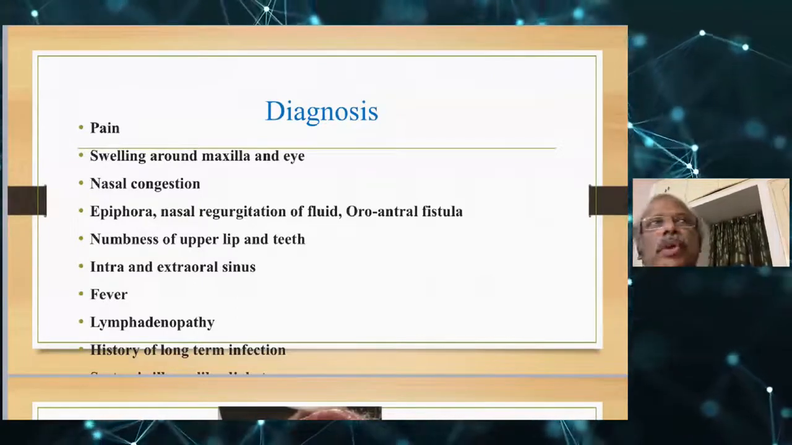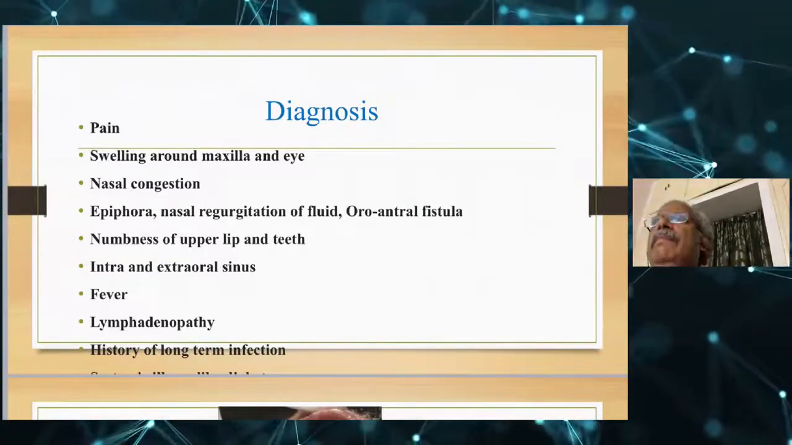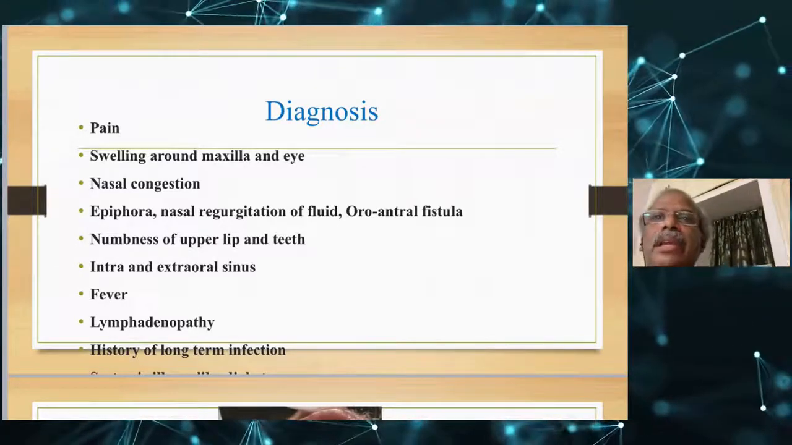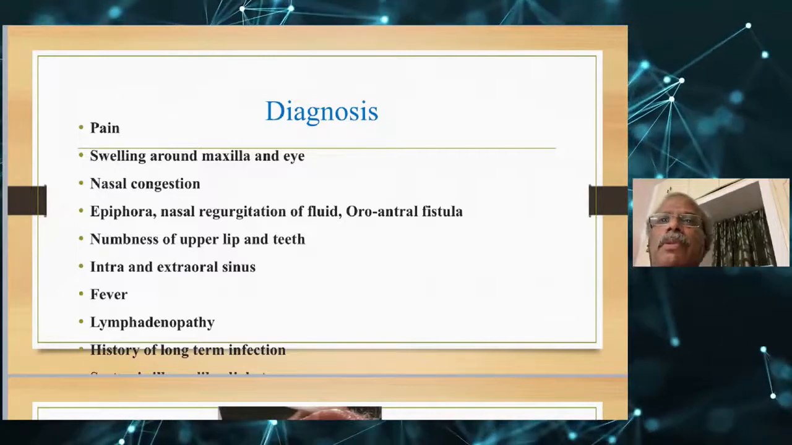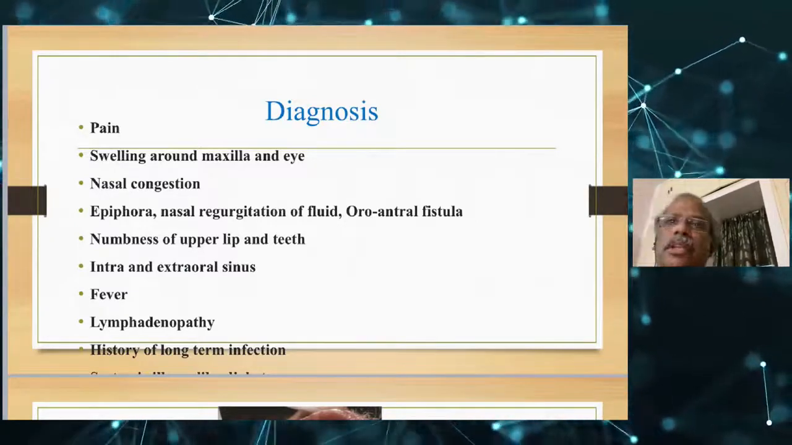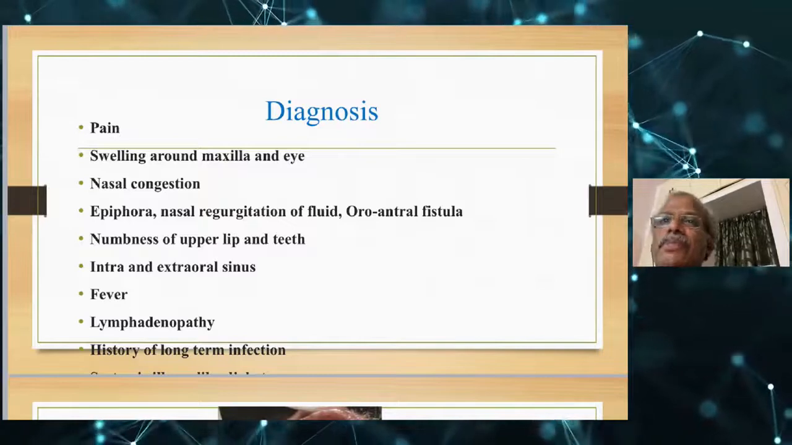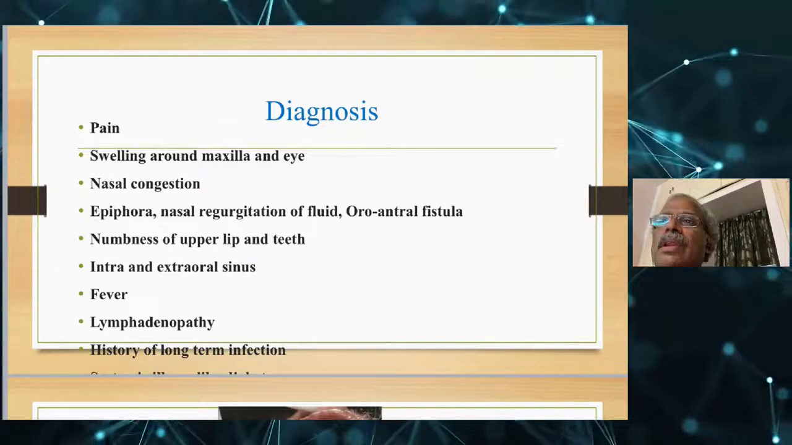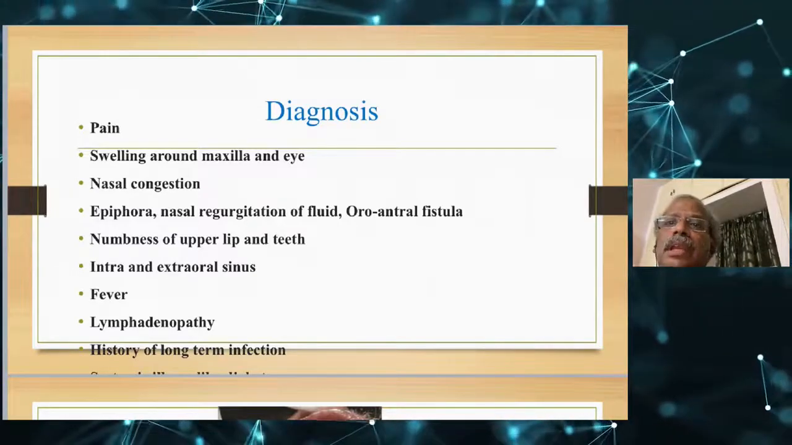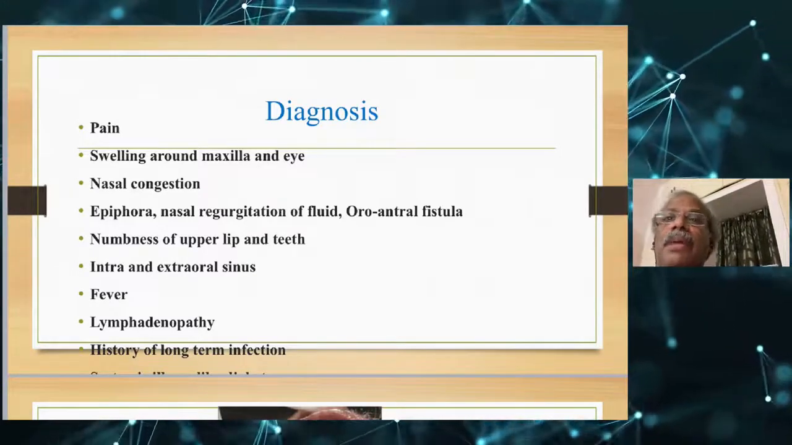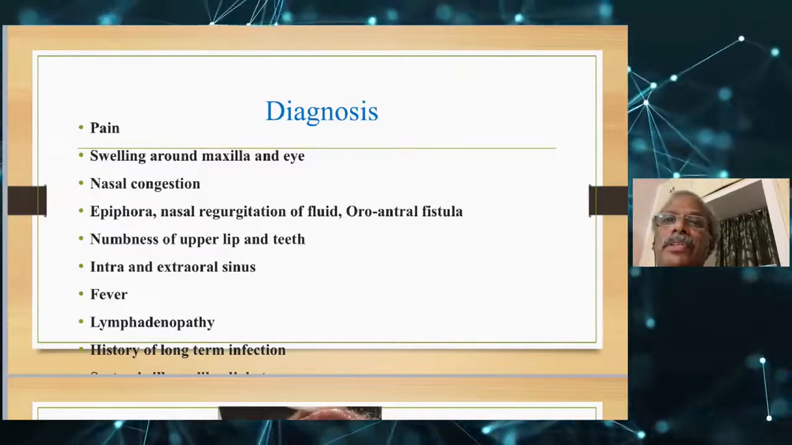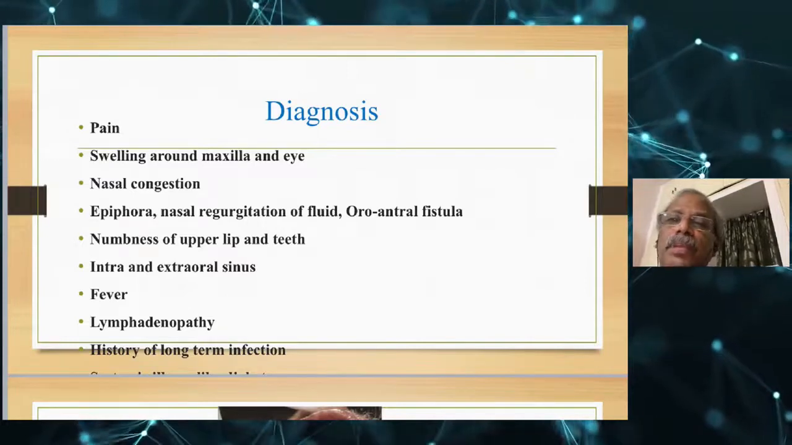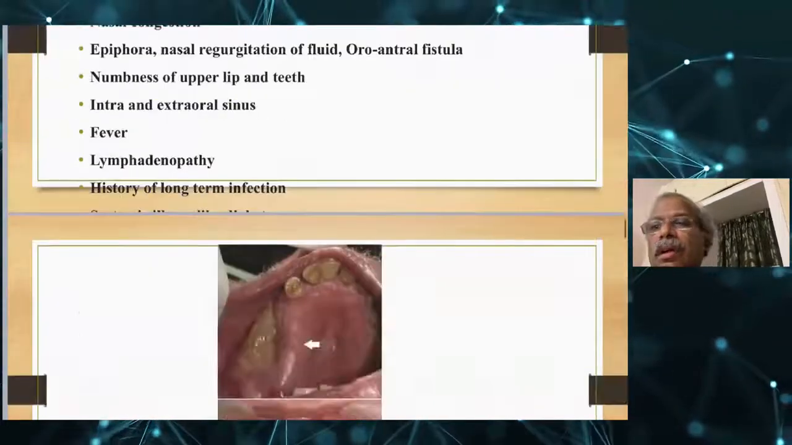How do you diagnose maxillary osteomyelitis? The common findings are pain and swelling around the maxilla and eyeball, and of course nasal congestion. There may be epiphora, and nasal regurgitation of fluid because of an oroantral fistula. Infraorbital nerve involvement can bring about numbness of the upper lip and teeth. There may also be intra- and extraoral sinuses, fever, lymphadenopathy, and a history of long-term infections.